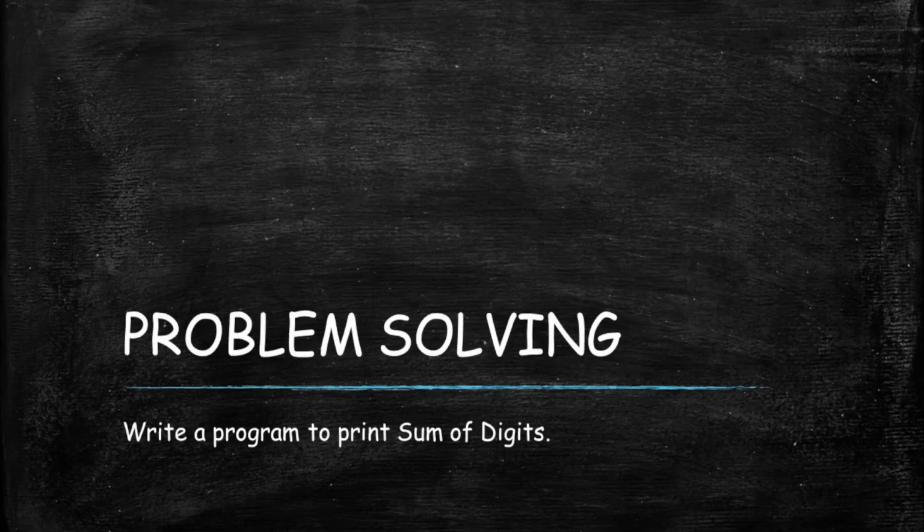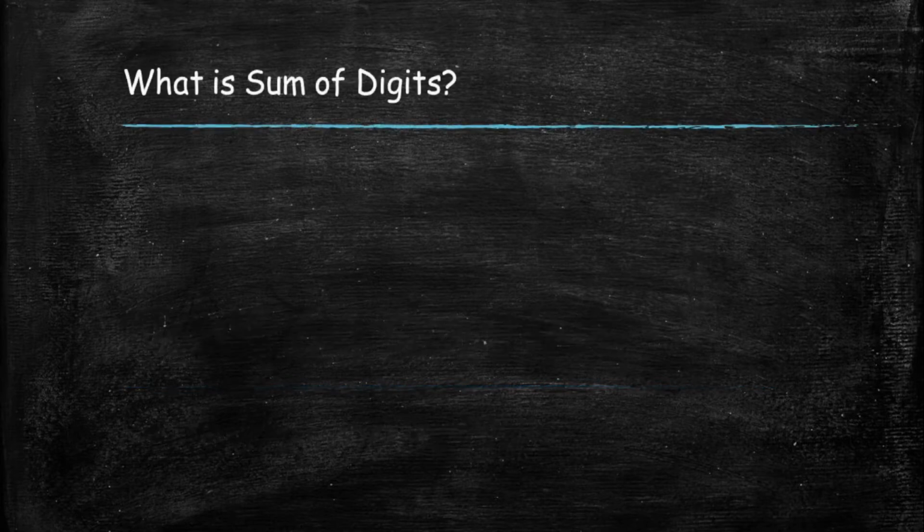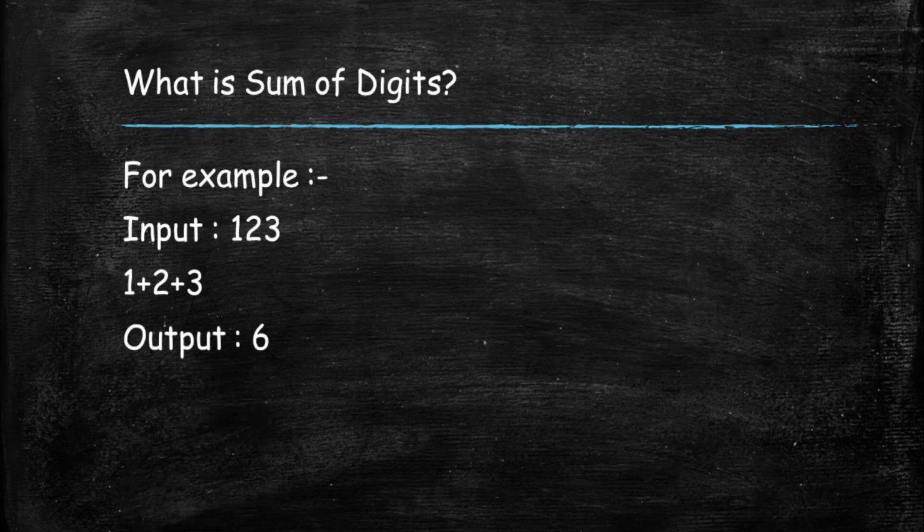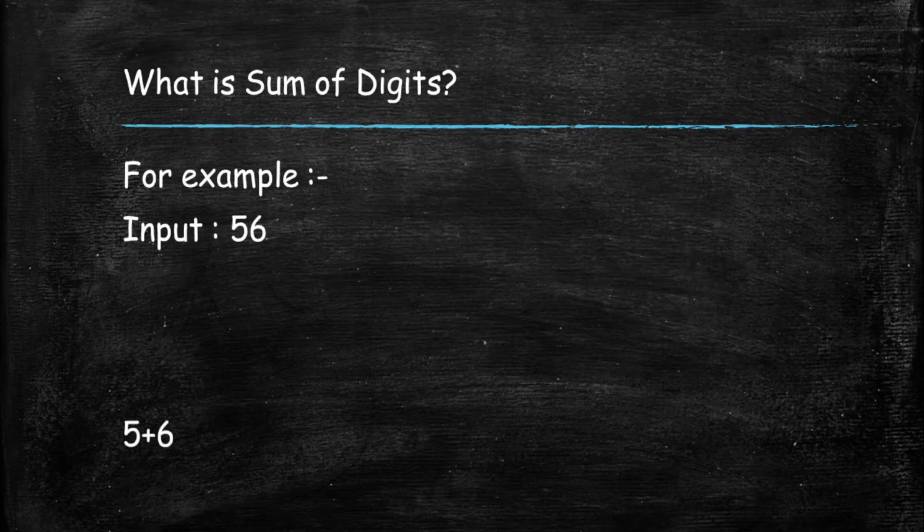In this video we will write a program to print the sum of digits. For example, if a user inputs 123 as a number in our program, what will our program do? It will add it up: 1 plus 2 plus 3 and give us the total 6. If a user inputs 56, it will add 5 with 6 and give us the output 11. Basically, it will add whatever digits the user has input and give us the sum of those digits.